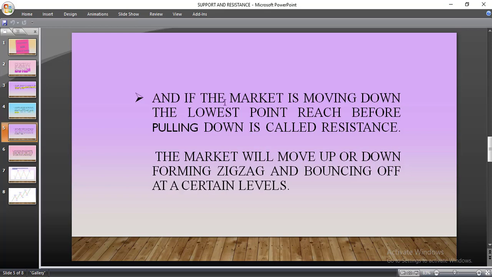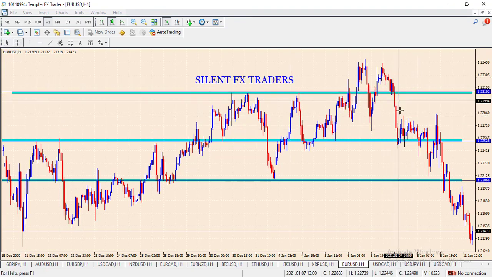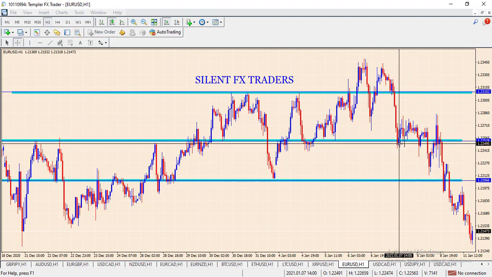And if the market is moving down, the lowest point reached before pulling back is called a support level. If you go back to our charts, the market pushing down before making a pullback, going back up, this is called our support level.